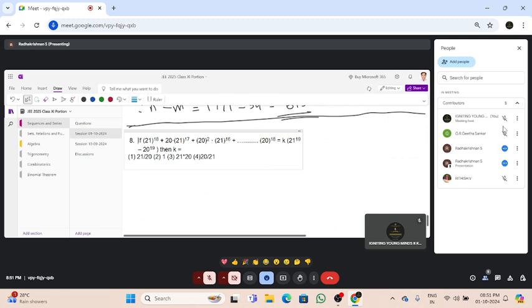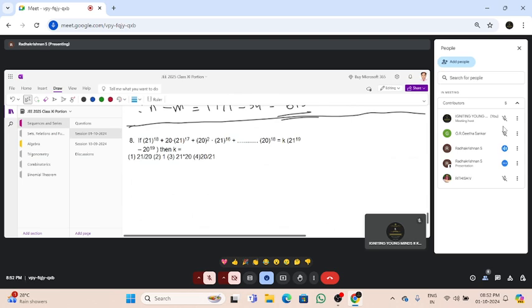21 to the power of 18 plus 20 into 21 to the power of 17 plus 20 square into 21 to the power of 16 plus so on up to 20 to the power of 18. So now we have to evaluate this series. It is equal to some k into 21 to the power of 19 minus 20 to the power of 19, as given. But if you solve this problem, we'll have to get it in that form. First of all, we'll have to solve the GP.